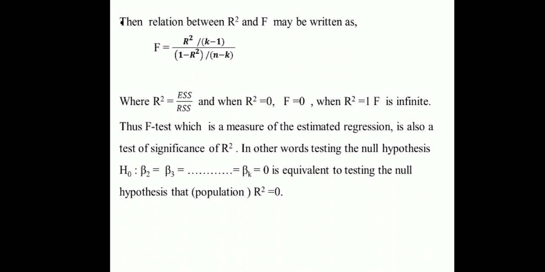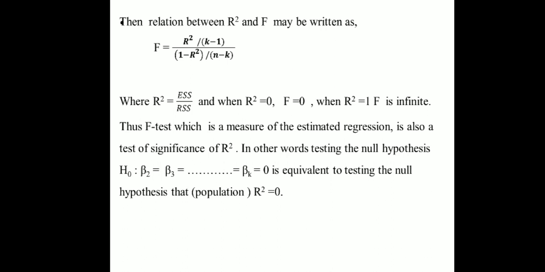R squared is the coefficient of determination. F equals R squared divided by k minus 1, over 1 minus R squared divided by n minus k, where R squared equals the explained sum of squares divided by the total sum of squares. When R squared equals 0, what happens? The numerator is 0, then F equals 0. When R squared equals 1, F is infinite, because division by 0 becomes meaningless, that is infinity.